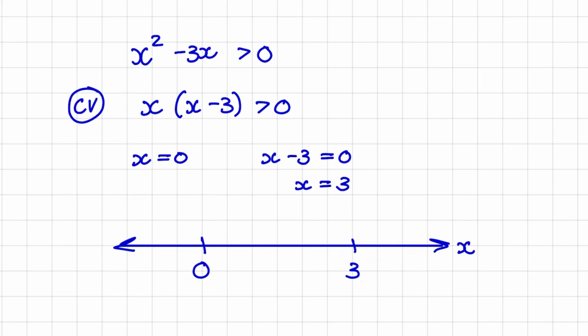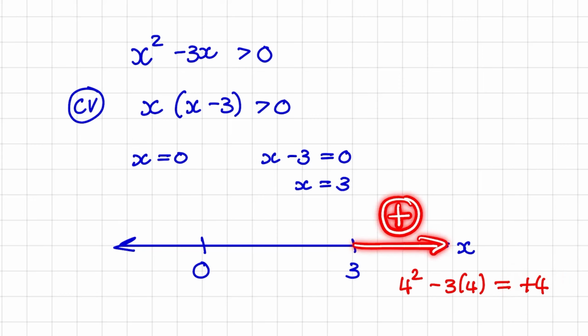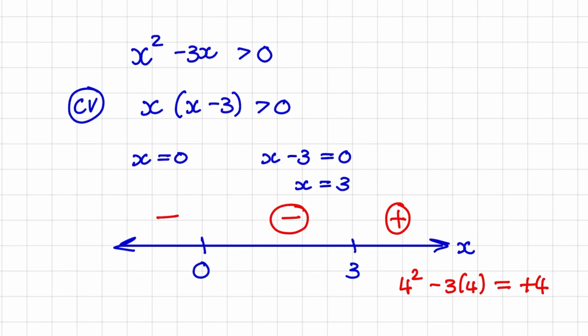So if I'm going to use 4, I have 4 squared minus 3 times 4, which is equal to positive 4. And that is a positive value. So meaning after 3, the expression would be positive. So I have positive, then it will turn to negative, and then after 0, positive again.